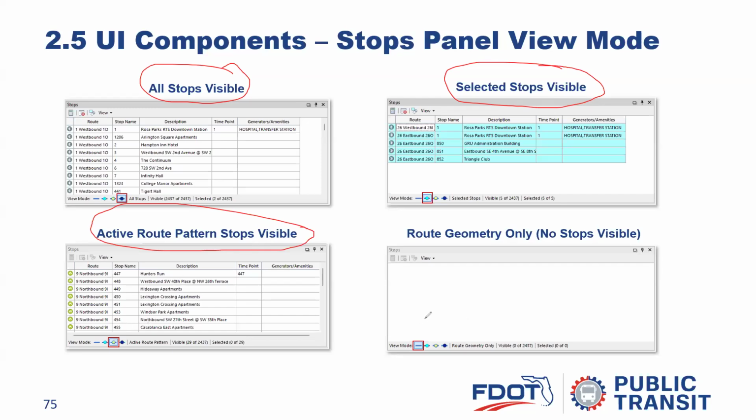And then finally, and this is the default mode, no stops are visible. So whenever you open up a network for the first time, none of the stops will be visible, just for drawing purposes and readability purposes. But you can always turn stops off and on, right? Okay.